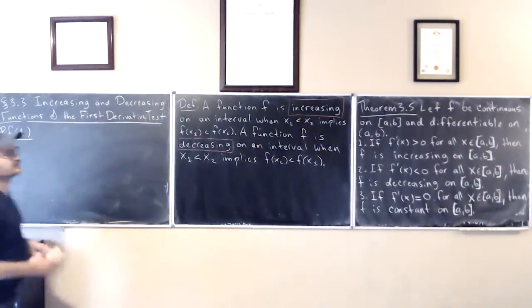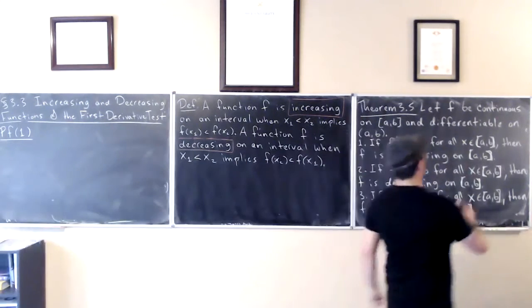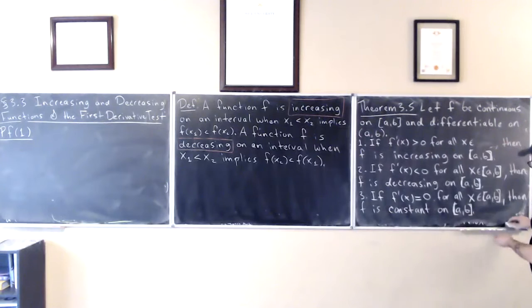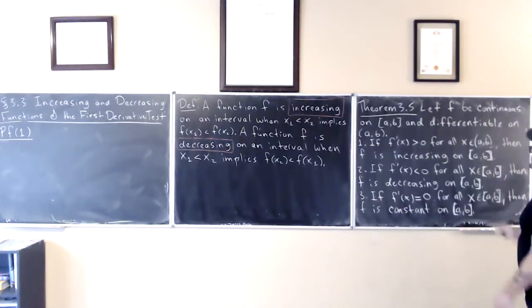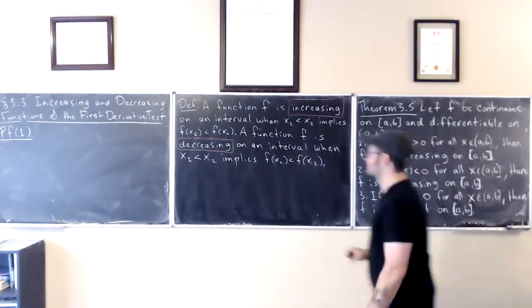And I messed it up again. I apologize. My intuition was correct the first time. For x in that open interval, then it's increasing in the closed interval. And if the derivative is less than 0 for x on the open interval, then f is decreasing on the closed interval. So I apologize for that.